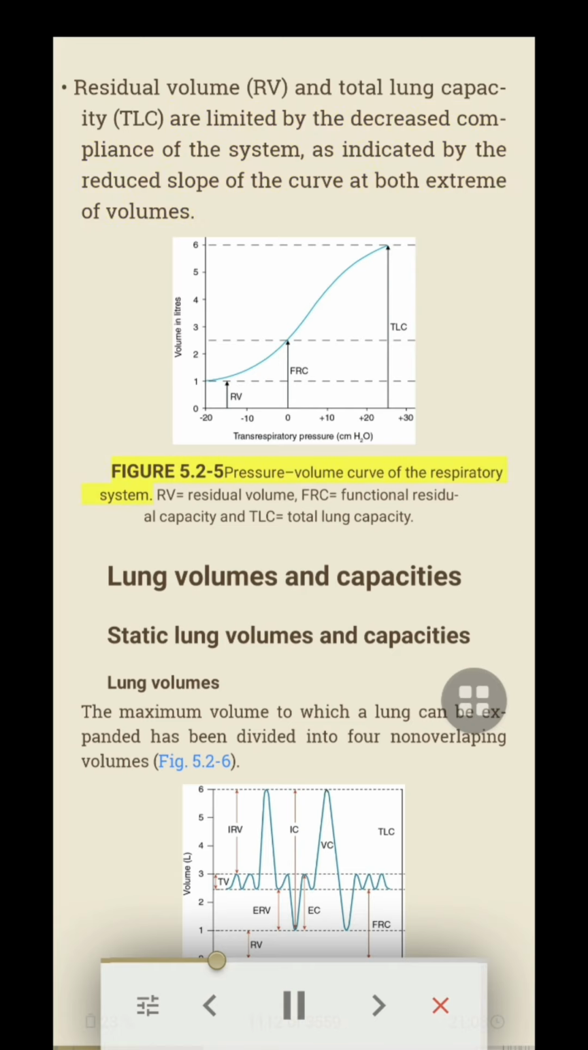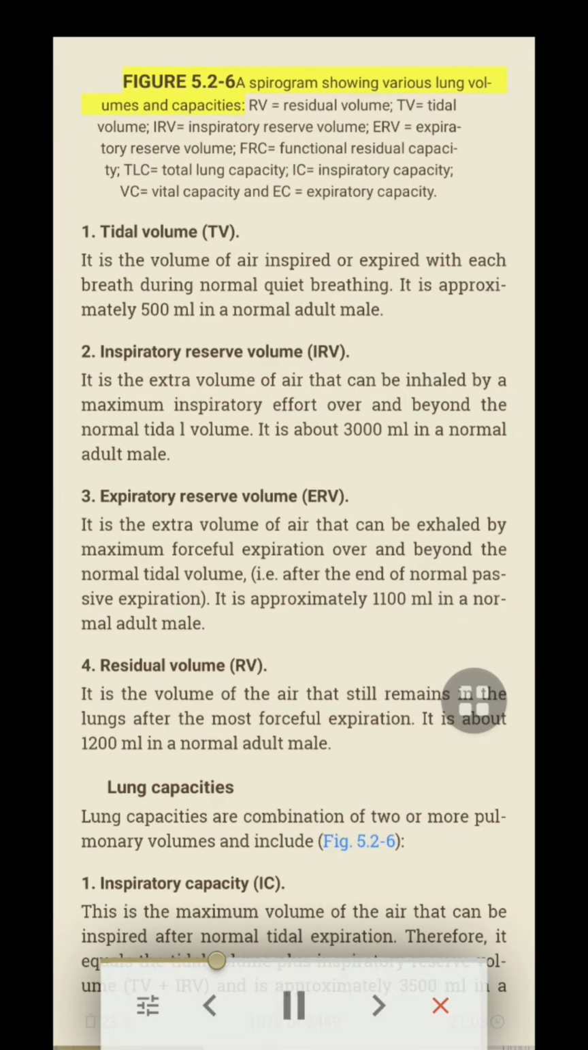Figure 5.2-5 Pressure volume curve of the respiratory system. RV equals residual volume, FRC equals functional residual capacity, and TLC equals total lung capacity. Lung volumes and capacities. Static lung volumes and capacities. Lung volumes. The maximum volume to which a lung can be expanded has been divided into 4 non-overlapping volumes, Fig. 5.2-6. Figure 5.2-6a diagram showing various lung volumes and capacities.